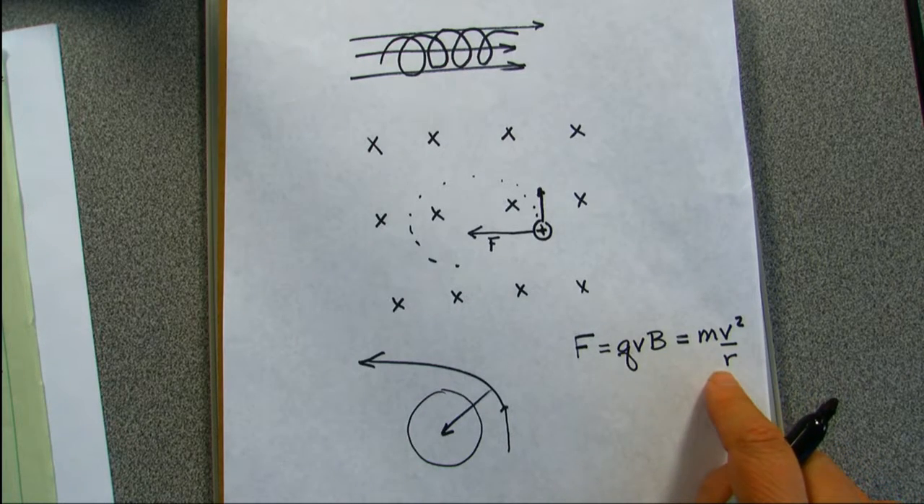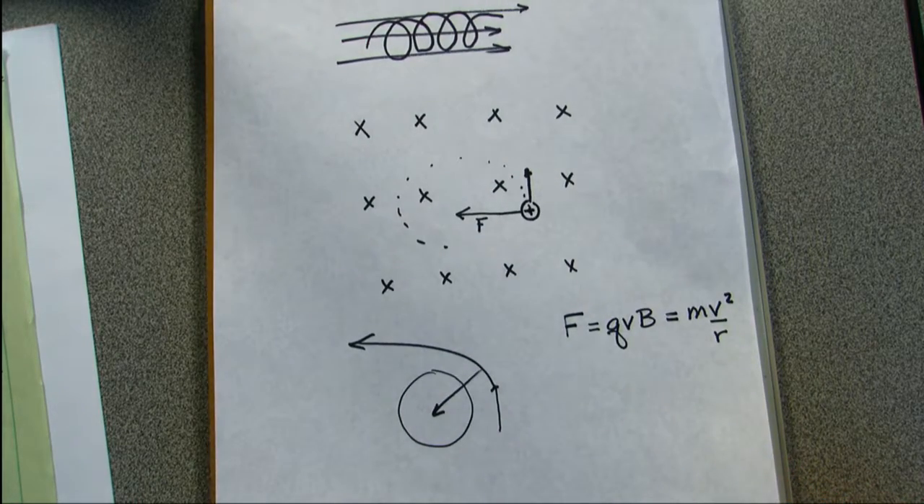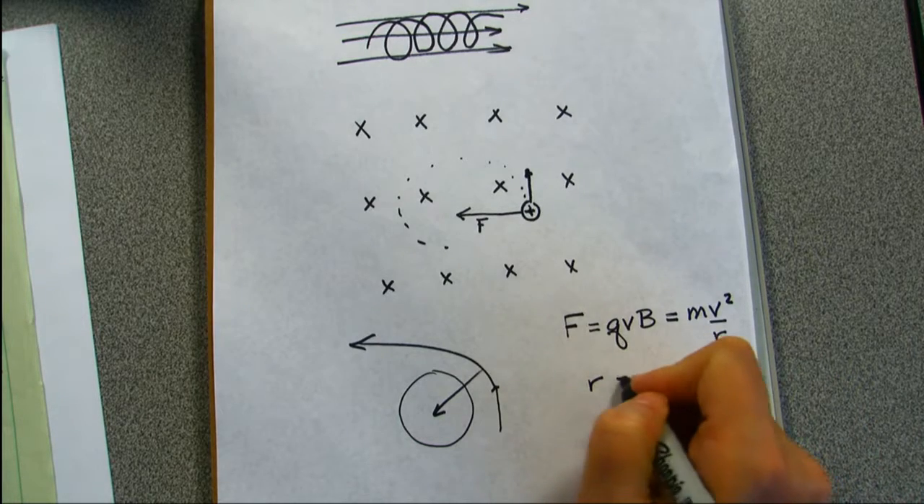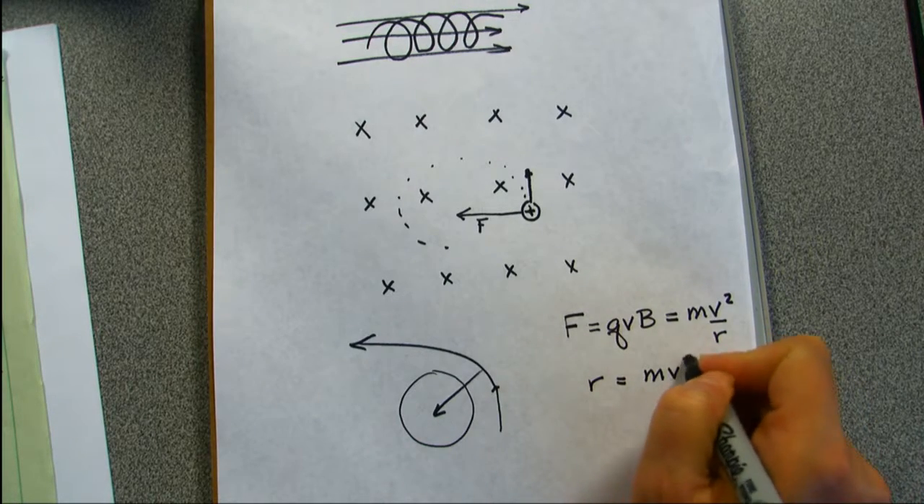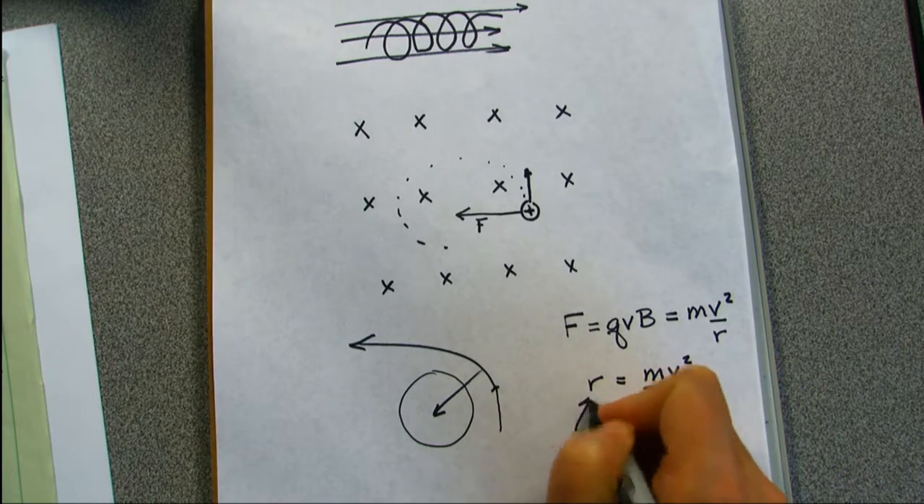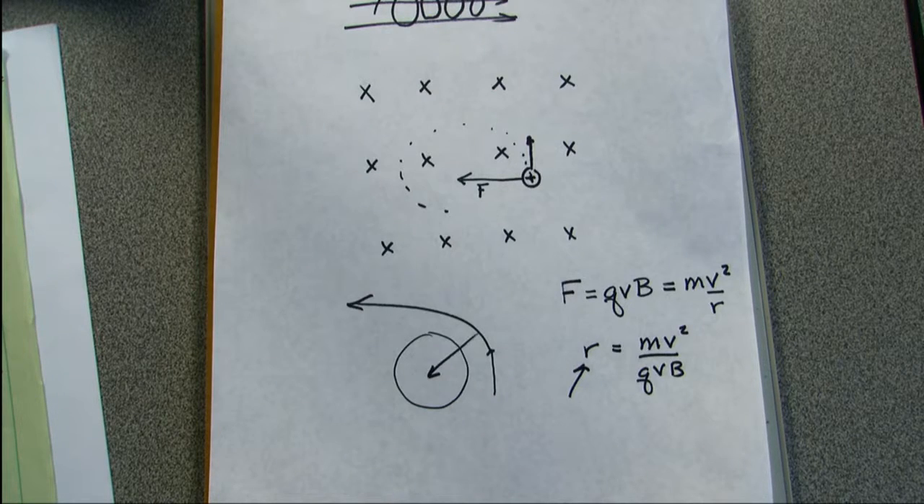And if we solve for r, the reason we're going to solve for r is because it's important. Because I said so. I just feel like that's the way it is today, right? So I get r is equal to mv squared over qvb, and this has a special name. This is like our cyclotron radius.